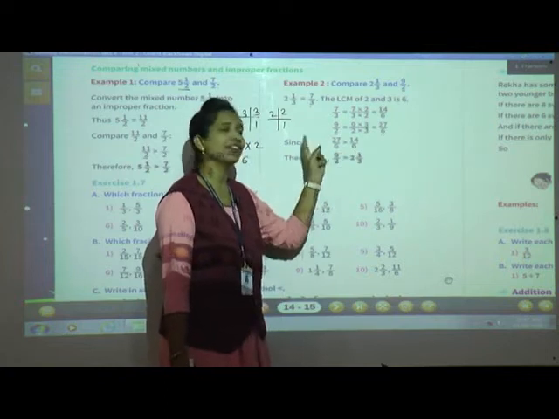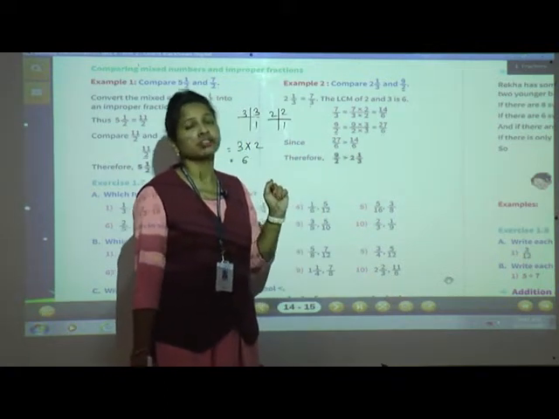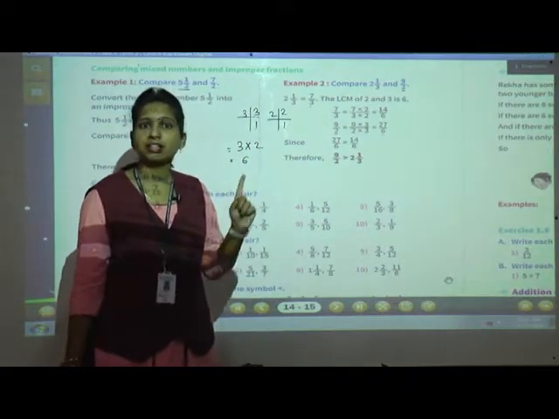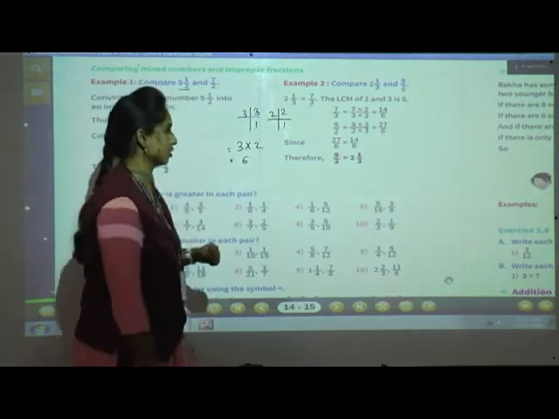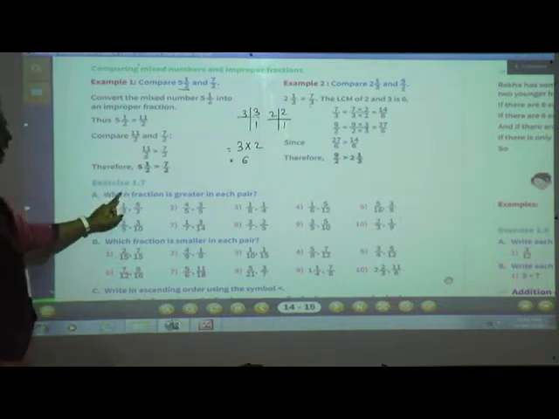When we compare, 27 is greater. Why? Because the denominators are same. When the denominators are same, they are called like fractions. So it is very easy to compare. Clear? Yes. Now we will solve our exercise 1.7.